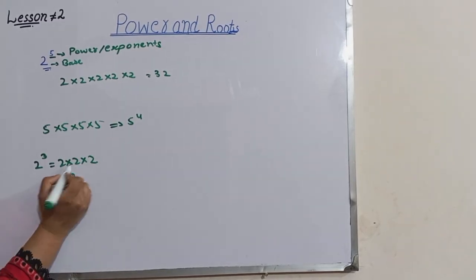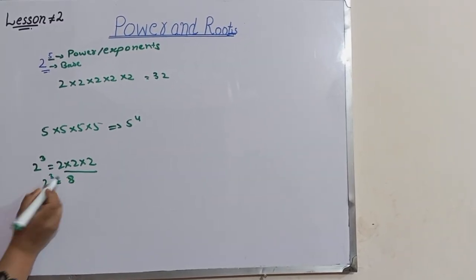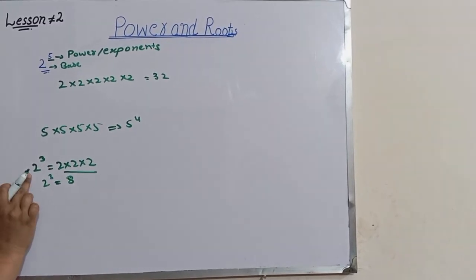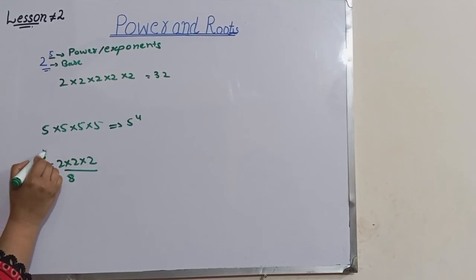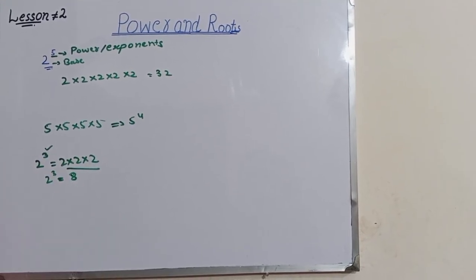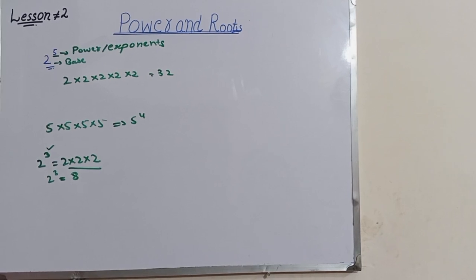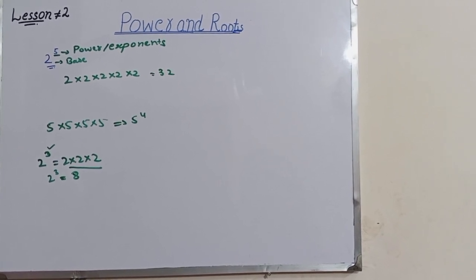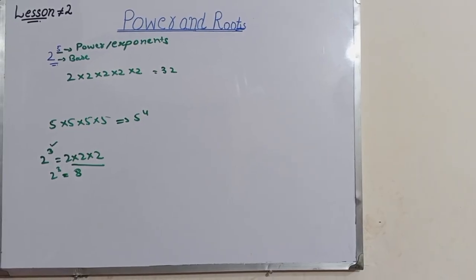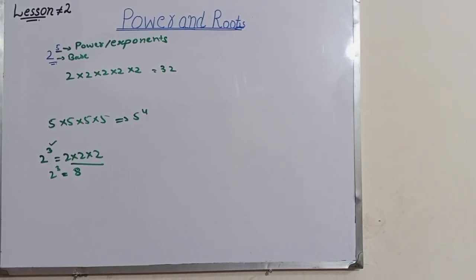Same answer, because 2 is multiplied 3 times. So, I repeat, the exponent tells us how many times the base is multiplied by itself. Now, it's pretty simple, right?